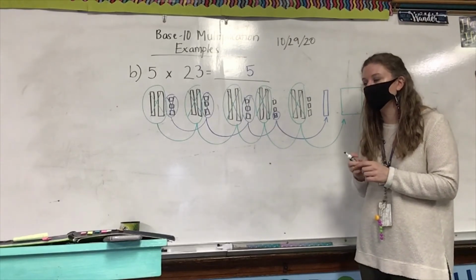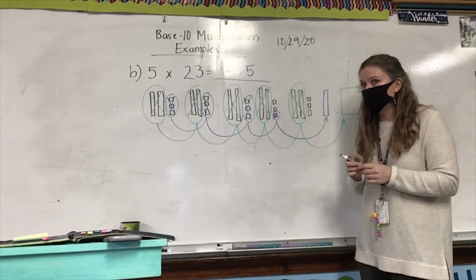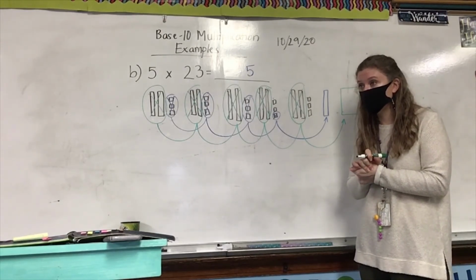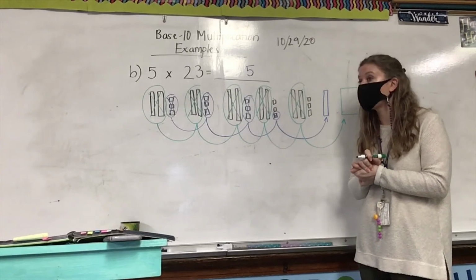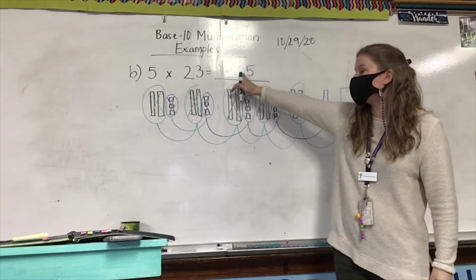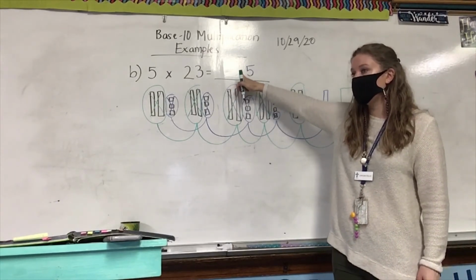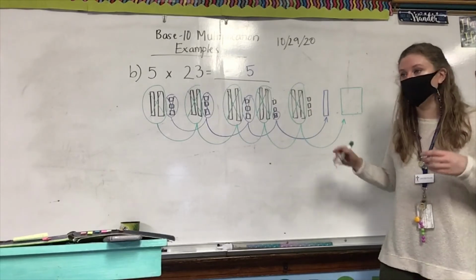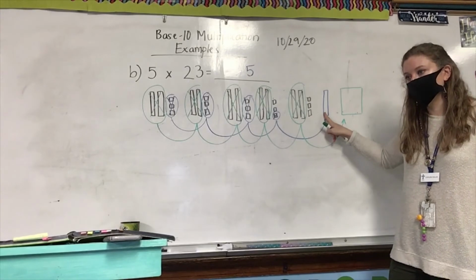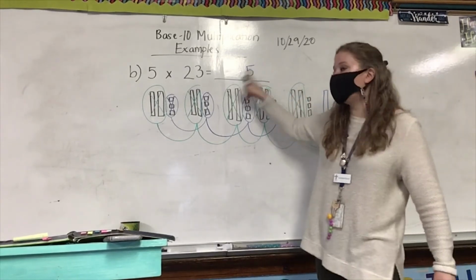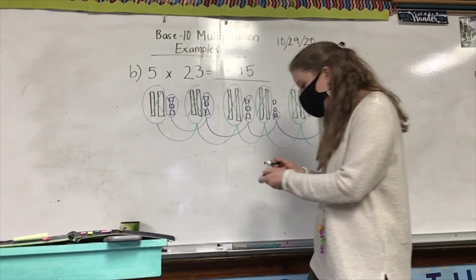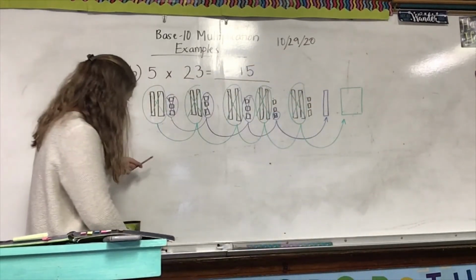So what do we have to do now? What do we have to do, Kingston? Can we get to the hundreds if we haven't put our tens in place yet? So we count how many tens are left. Kingston, how many tens are left? Count them. 1. Can we put 1 in the tens place? Definitely. Okay. What's the next step?